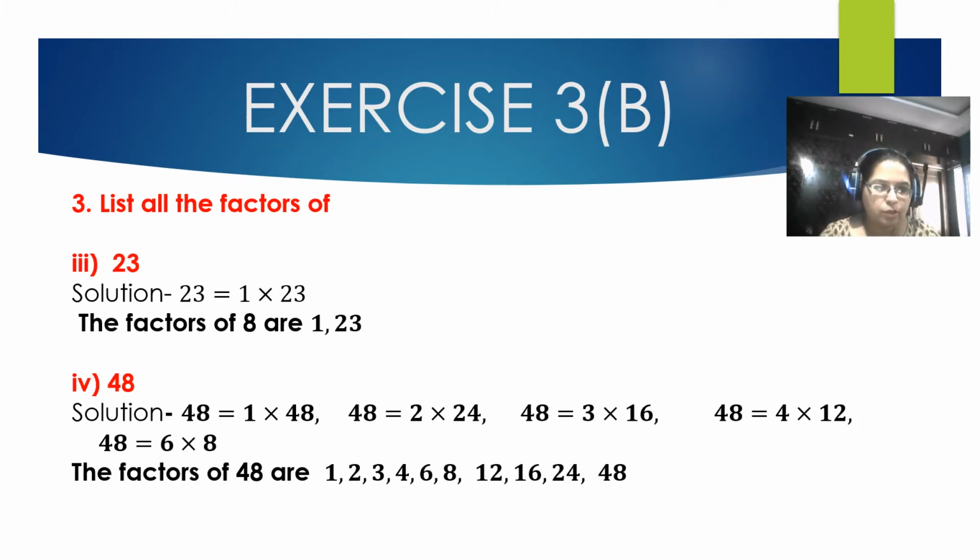Now we solve question number third bit. Third bit is 23. We multiply 1 with 23, we get 23. So factors of 23 are 1 and 23.